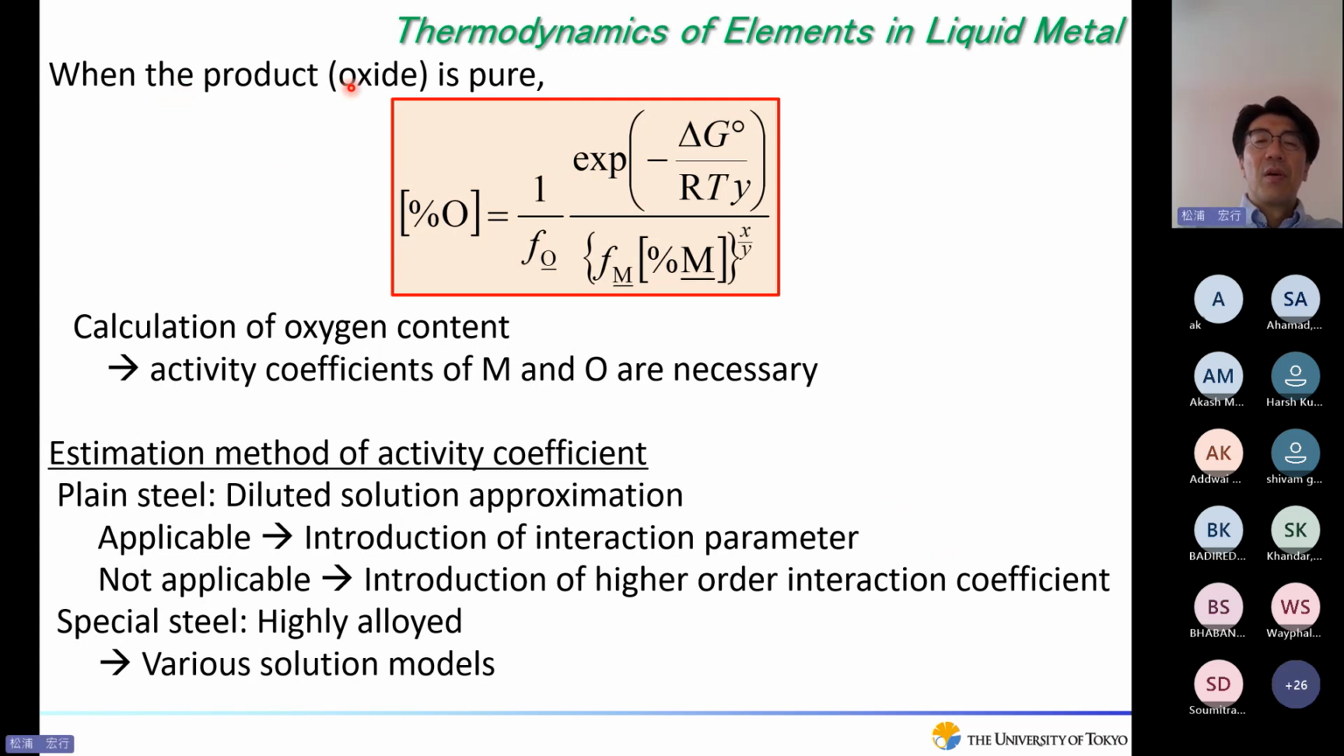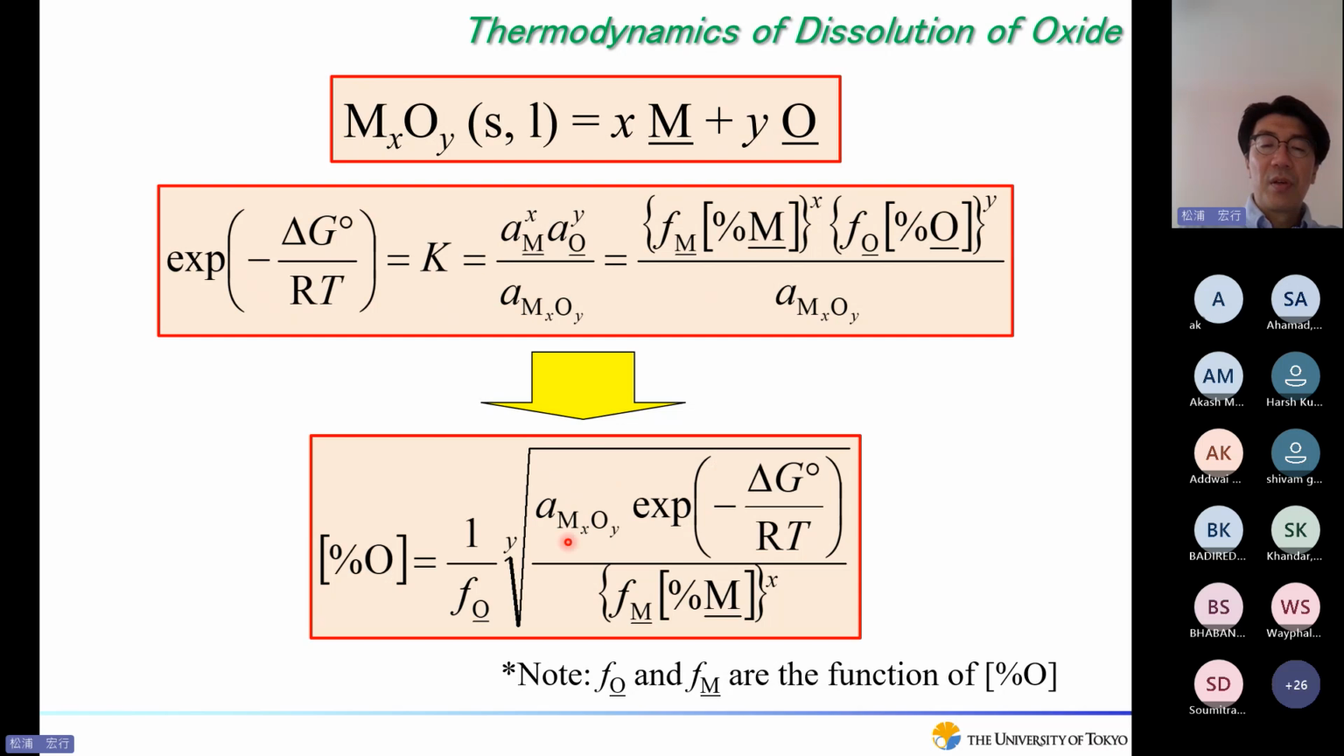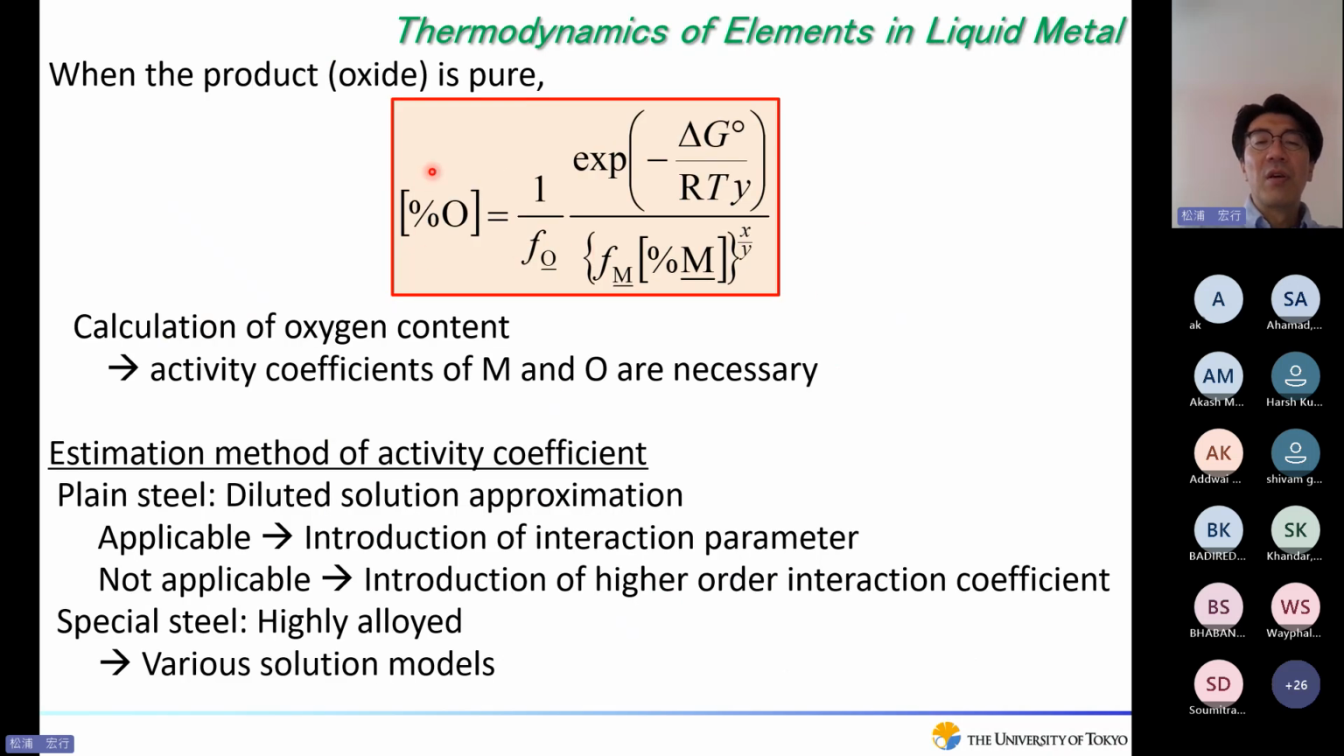When the oxide inclusion is a pure oxide, you can input the activity of the oxide as one, as unity, and then the oxygen content equation can be converted like this. And then you can calculate the oxygen content. In order to calculate this equation, you can find that the activity coefficients of the oxidizers and oxygen are necessary to calculate.